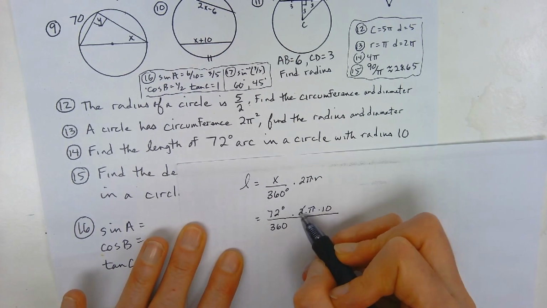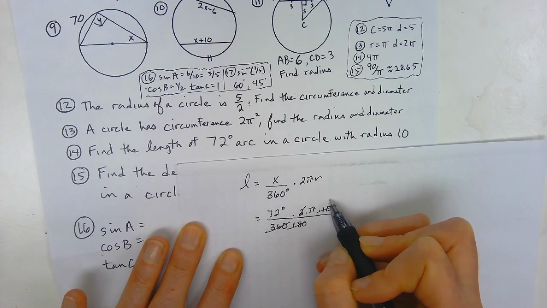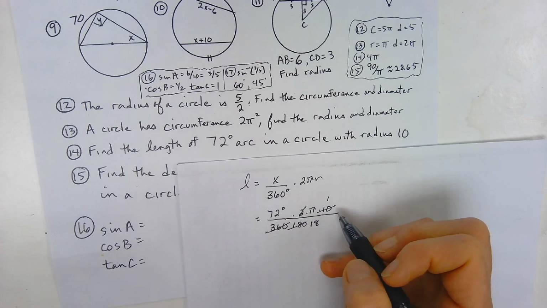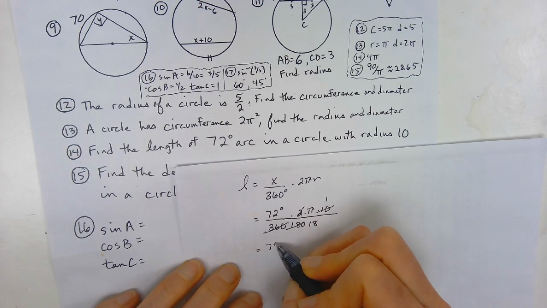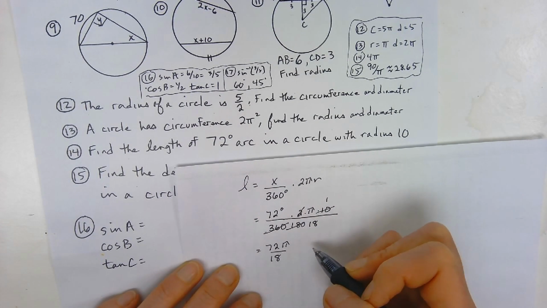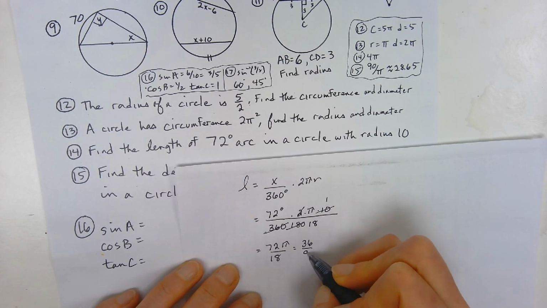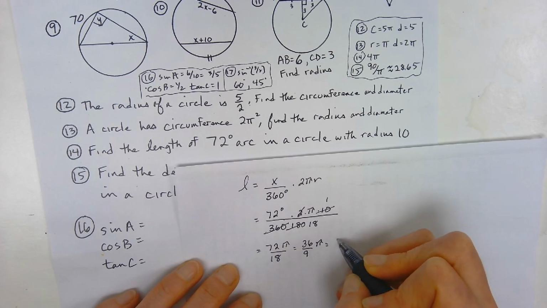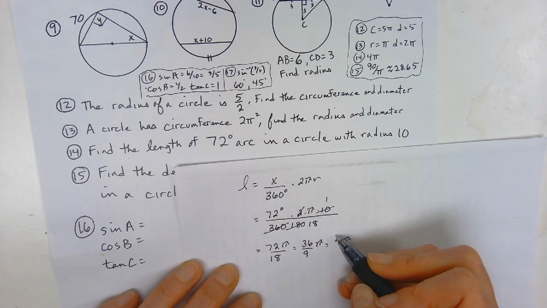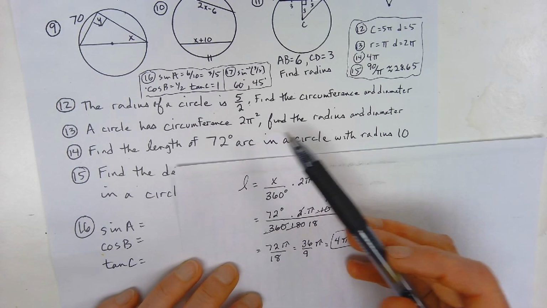Well, I could cross off the 2, that makes it 180. I cross off the 10, this is 1 and this is 18. And now I need to simplify 72 pi over 18. I believe that can be simplified with, let's try 2 first. 36 over 9 pi looks like 4 pi. And that is the length of that arc.